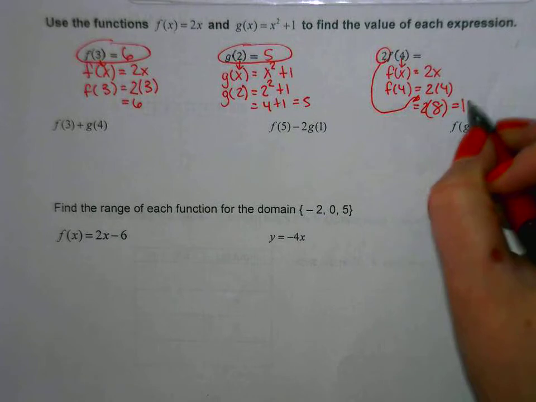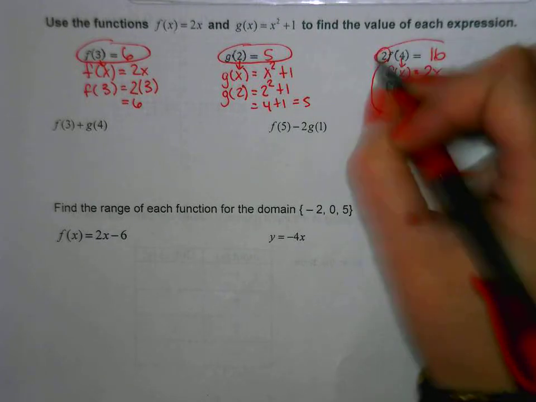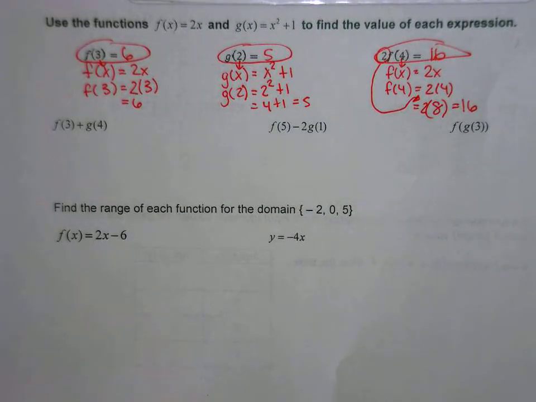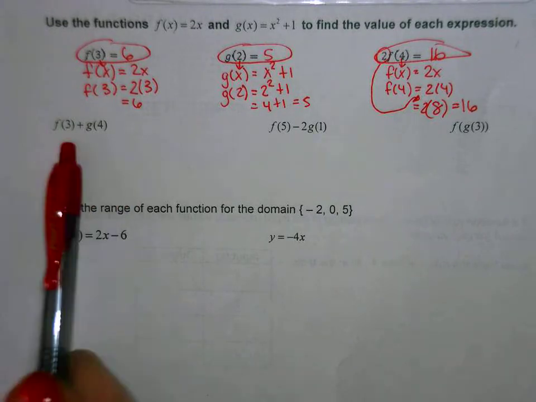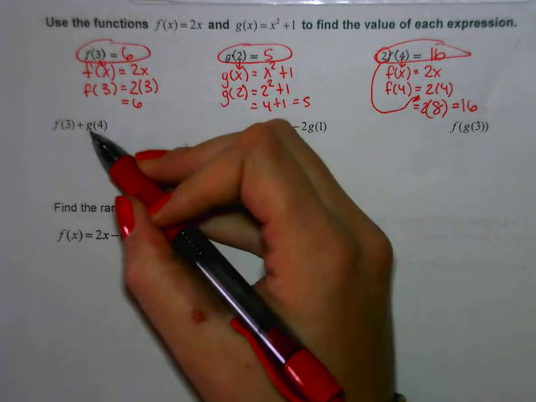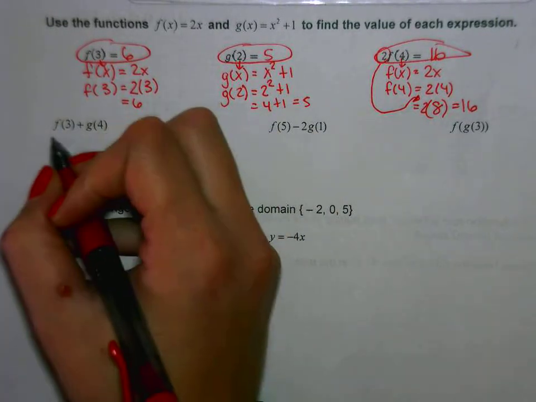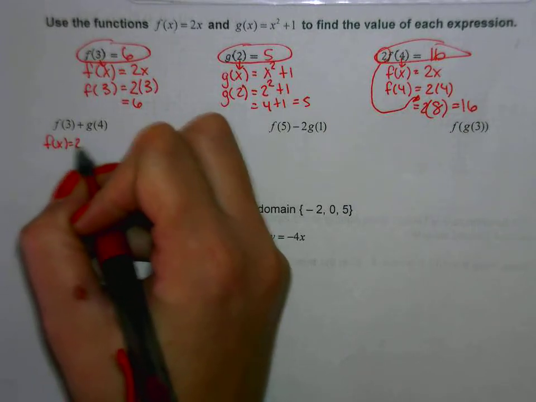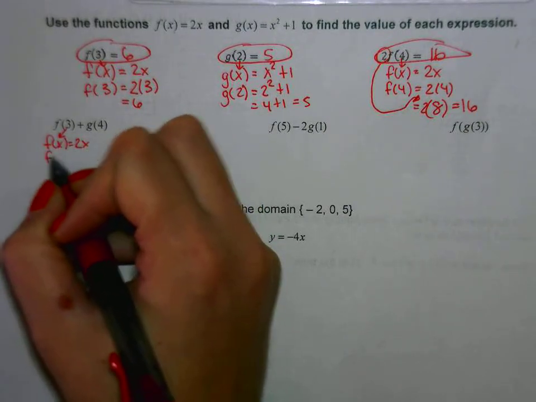So let's look down here. Now we have 2 steps. So let's ignore the right side, and let's look at f of 3. So we want f of x equals 2x, but we're replacing our x with 3. So f of 3 equals 2 times 3, which is 6.